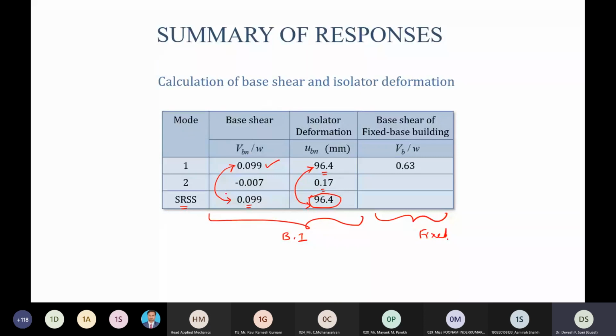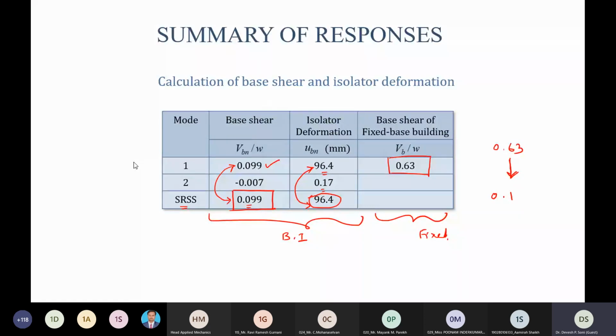Now, the SRSS value of the normalized base shear of the base isolated building is 0.099, and the normalized base shear of the fixed base building is 0.63. So we can see for fixed base it is 0.63, and for base isolated it is around 0.1. So we can see a huge reduction in base shear is achieved because of the flexibility of the isolation system. So the point to note is the first mode is the isolation mode, which is the governing mode, and the contribution of other modes is relatively small. They are usually negligibly small.